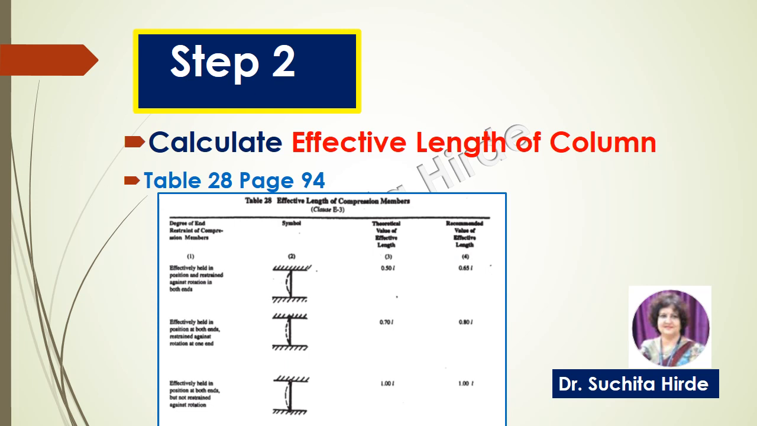Second condition is effectively held in position at both ends, means at both the ends it cannot displace in any direction, but restrained against rotation only at one end, means it is fixed at one end and hinge at other end. In such case, the effective length is 0.8 L. Third condition is effectively held in position at both ends but not restrained against rotation at both the ends. That means both ends are hinged. In this case, effective length is 1 L.